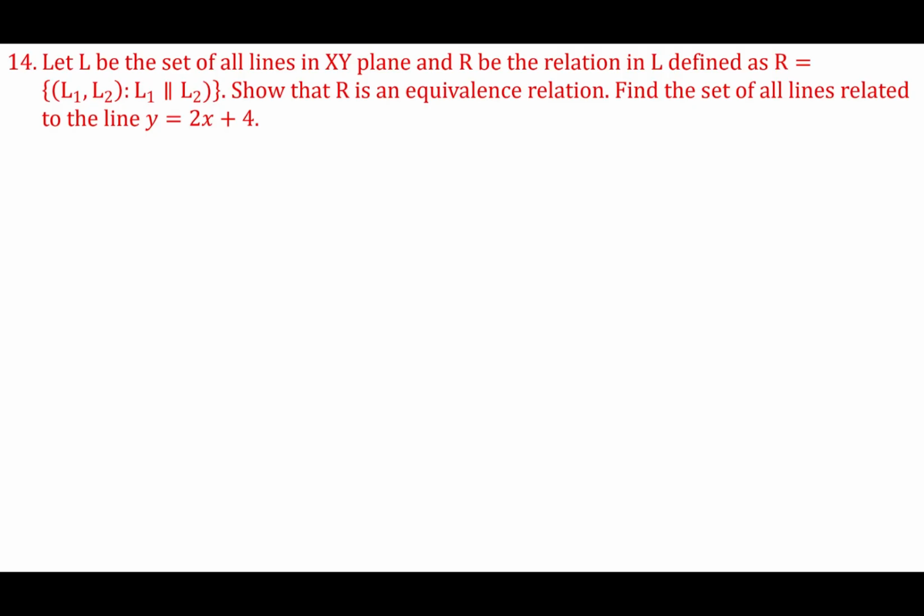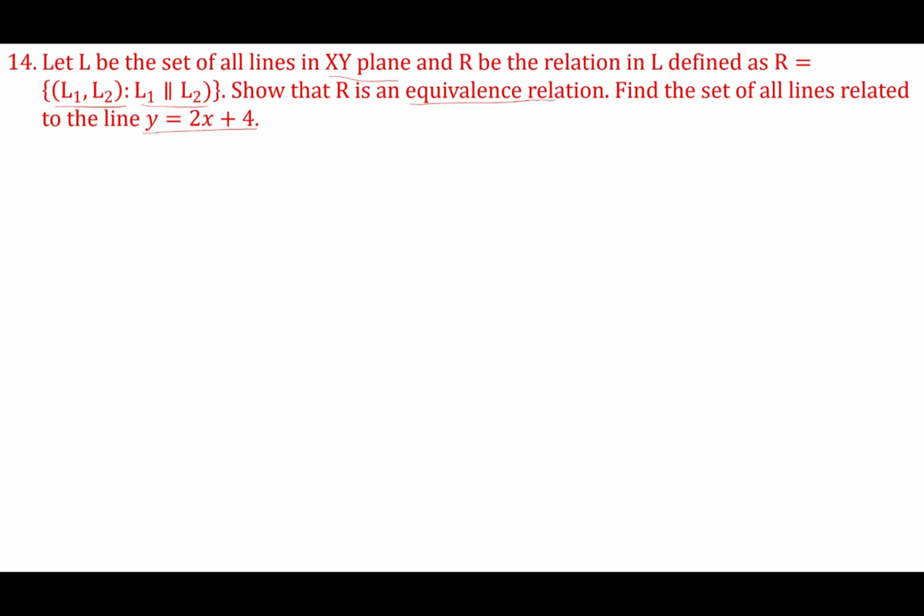Question 14. Let L be the set of all lines in the xy plane and R be the relation in L defined as R equal to (L1, L2) such that L1 is parallel to L2. In the first part, we have to prove that the given relation is an equivalence relation. In the second part, we need to find the number of all lines related to the given line.